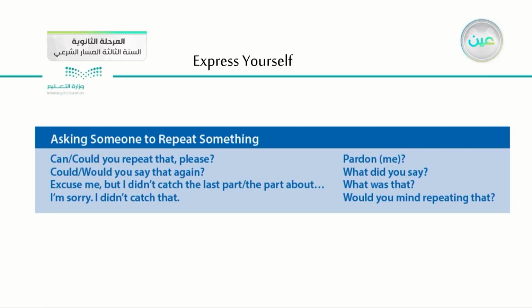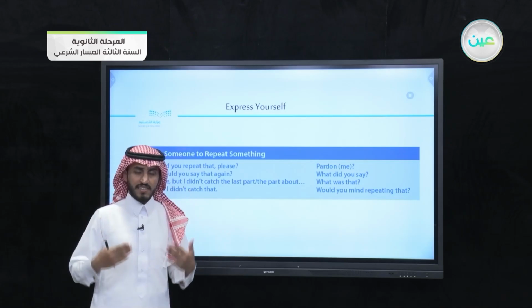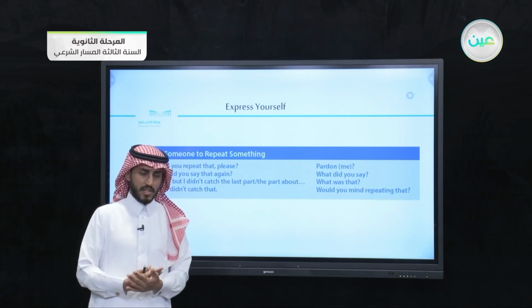There are many expressions that you can use to ask other people to repeat what they have said. For example, you can say, can you or could you repeat that, please? Could you or would you say that again? Or excuse me, but I didn't catch the last part, or the part about. I'm sorry, I didn't catch that. Pardon, or pardon me. What did you say? What was that? Would you mind repeating that? All these expressions can be used to ask someone to repeat or to say again what they have said, if you didn't hear it or if you didn't understand what they have said.